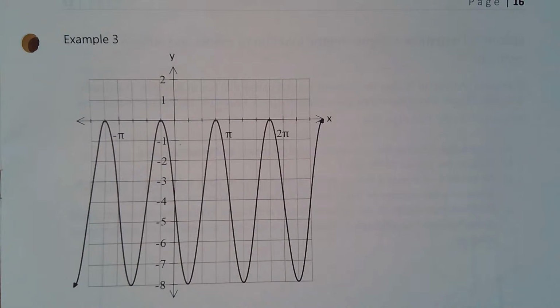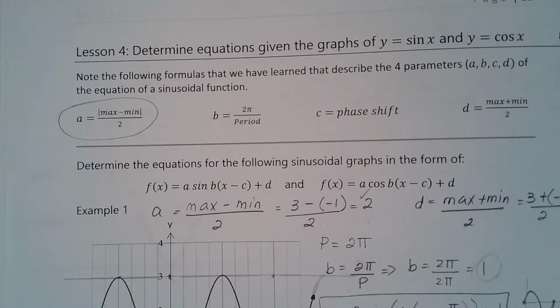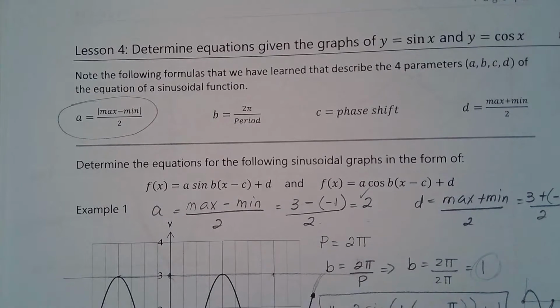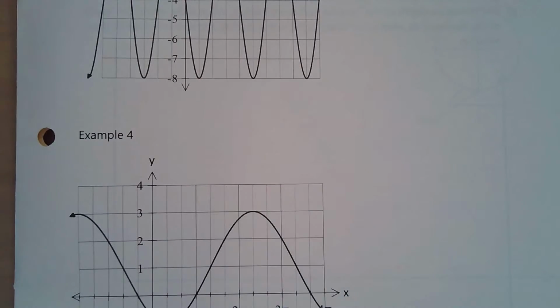Okay, so this is the second installment of lesson 4, determining the equations of the graph of sine of x and cosine of x. We just finished example 1 and 2, so now we're going to go to example 3 and 4.